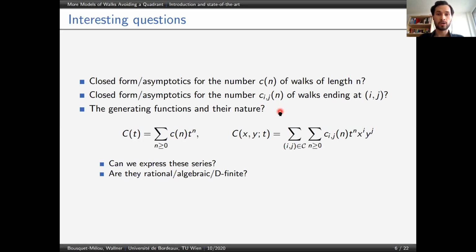Then we encode these 2 sequences into generating functions. By C(t), I denote the generating function for the total number of walks of length n, and in C(x,y;t), we denote the generating function where we encode the walks ending at x coordinate i and y coordinate j after n steps. Then we're interested in whether we are able to express these generating functions via closed forms or functional equations. And moreover, we're interested in their nature, meaning are they rational, algebraic, D-finite, or not D-finite.